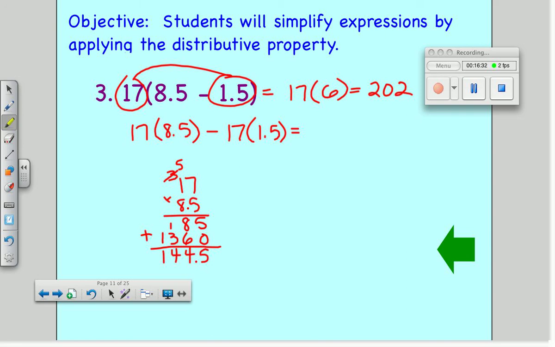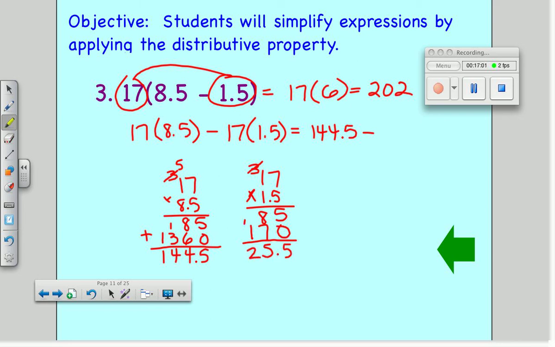Decimal. 144 and 5/10. Oops, sorry, I meant minus, not equals. 17 times 1 and 5/10. Okay, 7 times 5 is 35. 1 times 5 is 5 plus 3 is 8. 0, cross out. 1 times 7 is 7. 1 times 1 is 1. Add together.